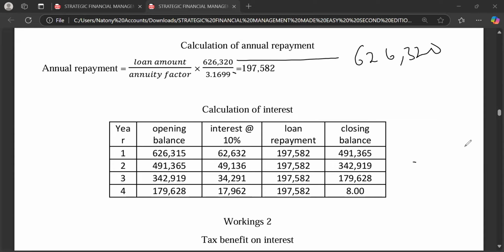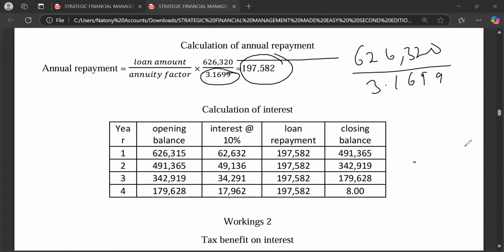This annuity factor was calculated earlier on, year 1 to year 4. So if you divide by that annuity factor of year 1 to year 4, which is 3.1699, the annual payments of interest and principal will be 197,582.